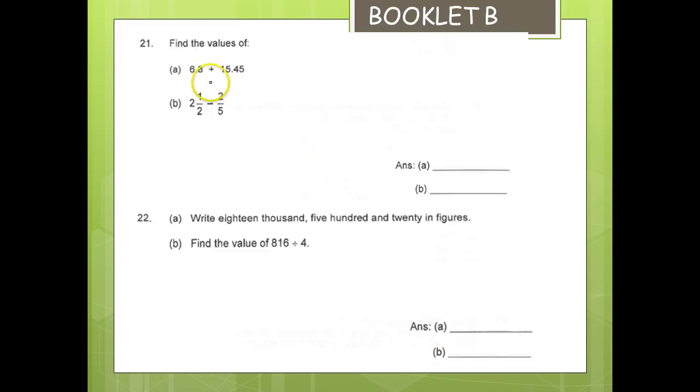Find the value of 6.8 plus 15.45. I know it's decimal. I must align properly. 6.8, 15.45. If I add correctly, I would get 22.25.